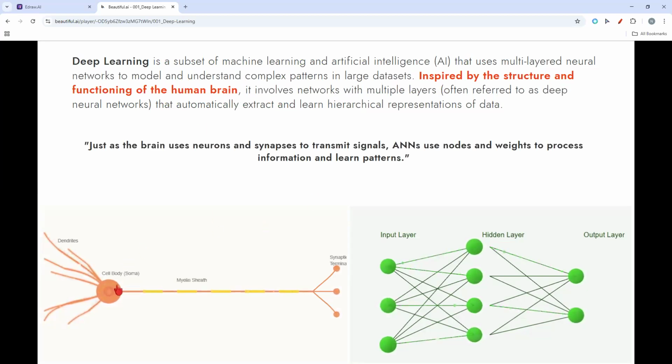On the left side you can see the human brain, right? The human brain is made up of billions of neurons or nerve cells, which are natural neural networks inside our brain. We have billions of nerve cells or neurons, and I have taken a single neuron here. So this is a single neuron, we can call it a nerve cell.